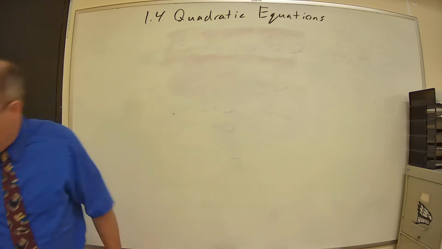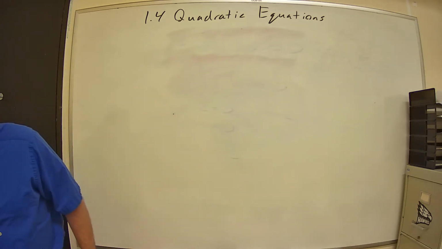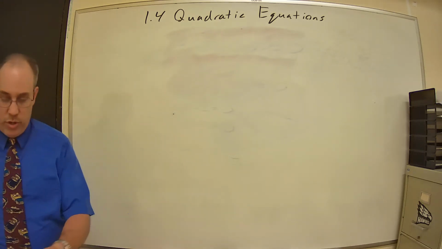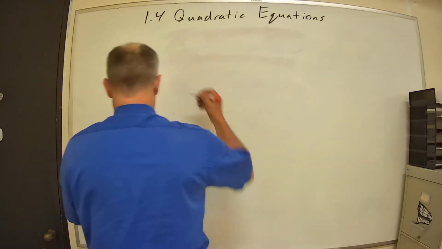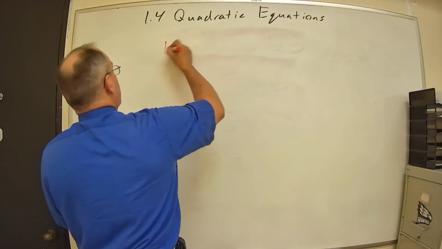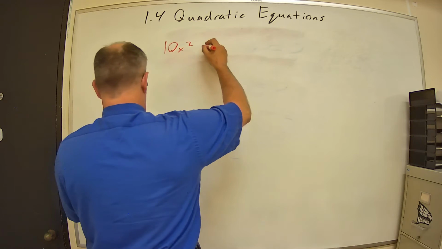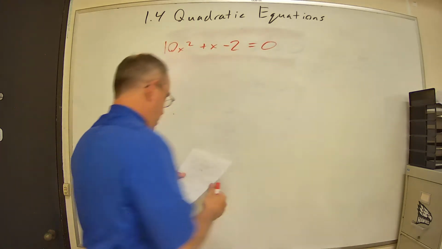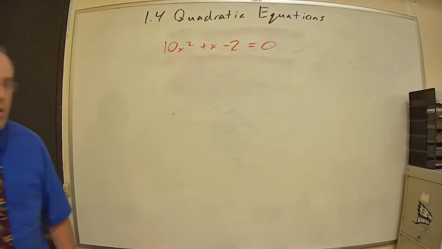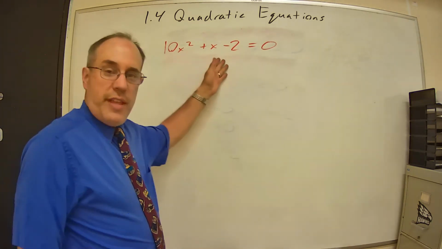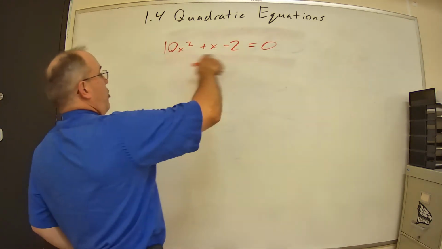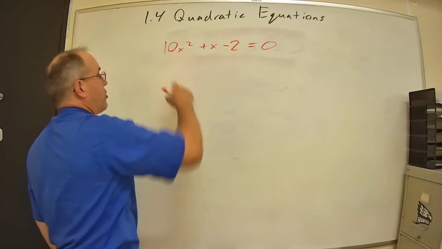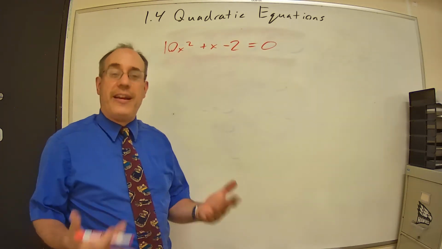Well, what if we try something a little more complicated than this, and we have 10x squared plus x minus 2 is equal to 0. Well, how are we going to factor that? I don't have a leading coefficient of 1, so personally I'm going to go for factoring by grouping.